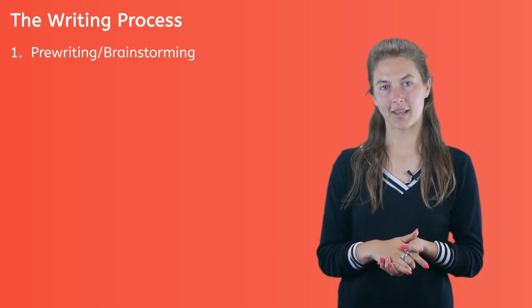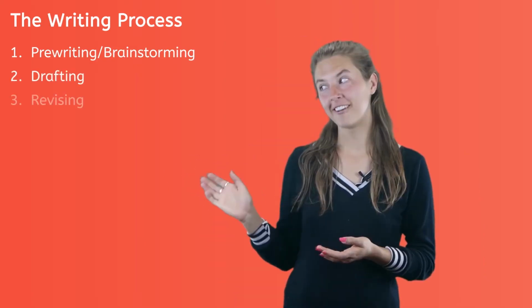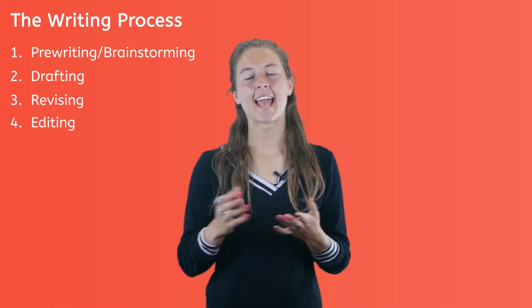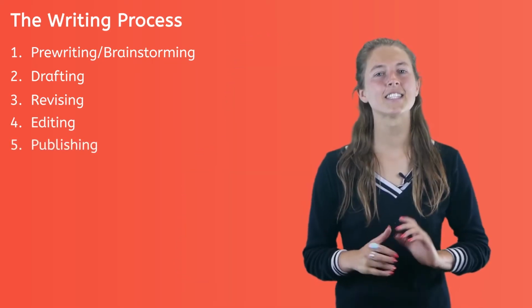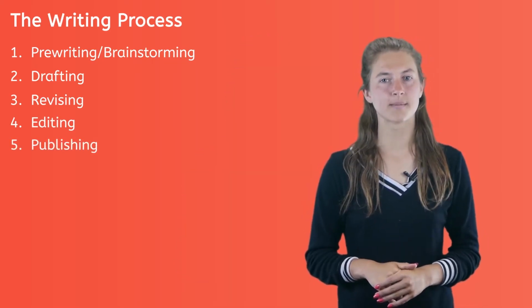There are five main steps in the writing process. 1. Pre-writing or brainstorming, drafting, revising, editing, and publishing. Let's look at the first two of these steps. Before you ever get to writing, there is a lot you need to consider to help you get started. This part of the writing process is called the pre-writing stage, because it's everything you do before you ever even start your first draft.